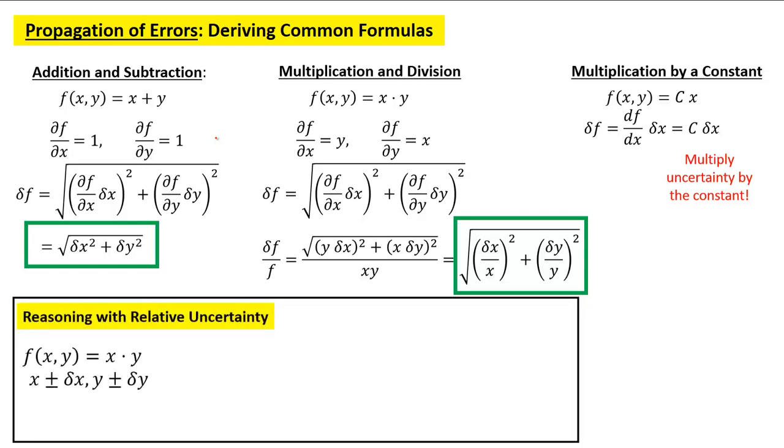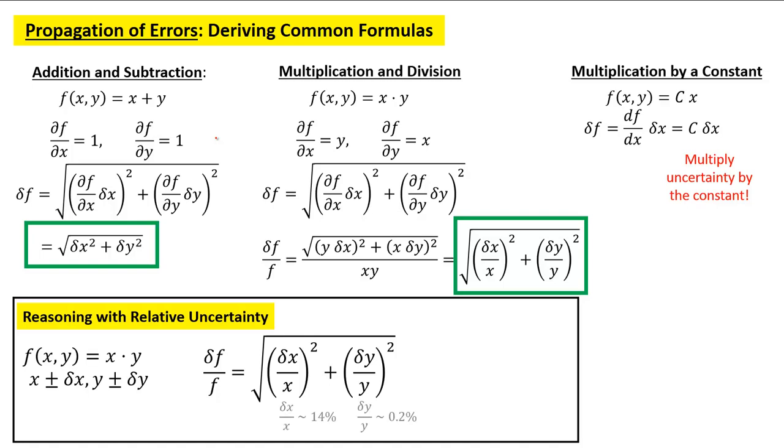So that's the mathematics of propagation of errors. Let's just talk for a brief second about reasoning with relative uncertainty. So consider we have a new quantity, say f, which is x times y. Both x and y have uncertainties. Well, we know now that the relative uncertainty in f is just written as the sum of the relative uncertainties in quadrature, (delta x over x) squared plus (delta y over y) squared.